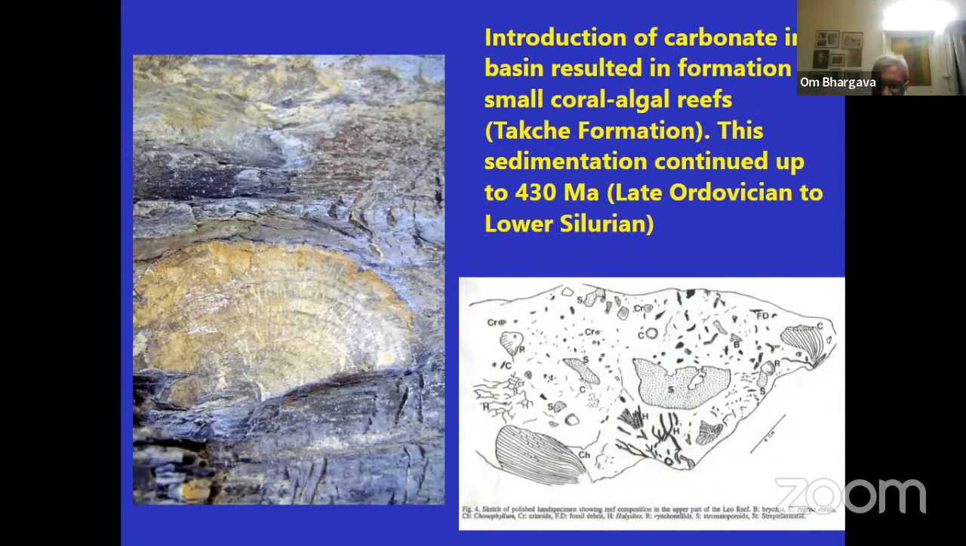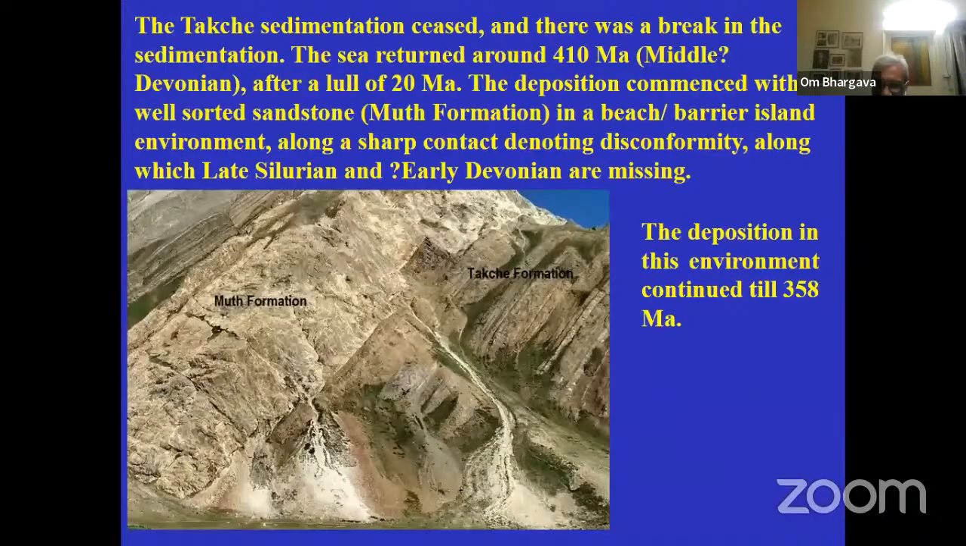And after that, there was another sedimentological break, or cessation in the sedimentation. The sea withdrew, with the result that we have a 20 million year break here. The middle to upper part of the Silurian is absent here. And when the sea returned, the deposition commenced with well-sorted sandstone and mud in a beach or barrier island environment. And you can see the sharp contact between the Takche formation and the mud, which denotes a disconformity.